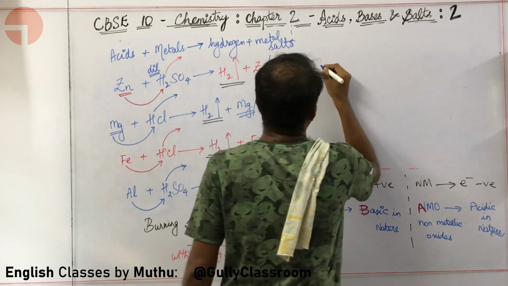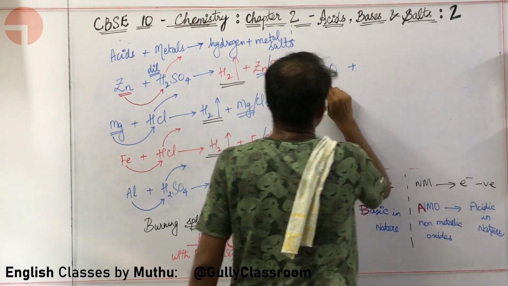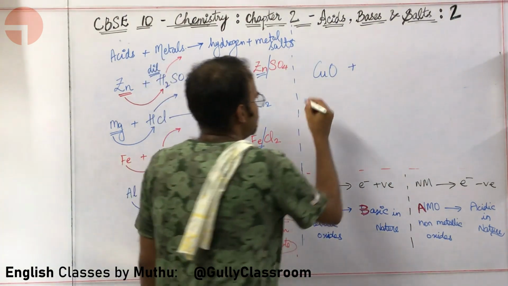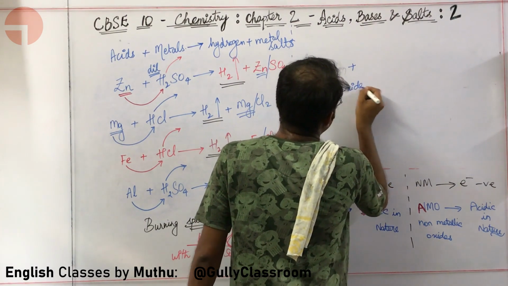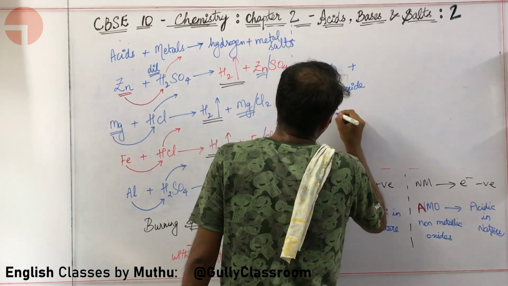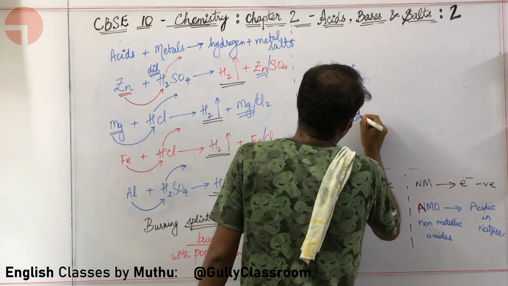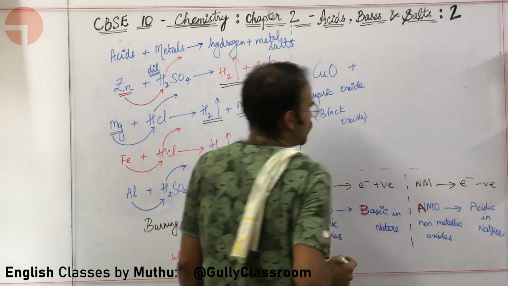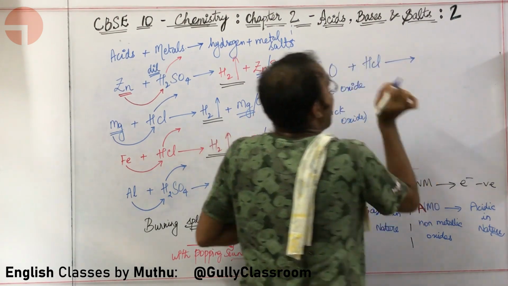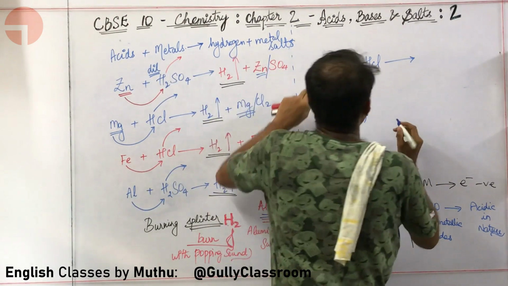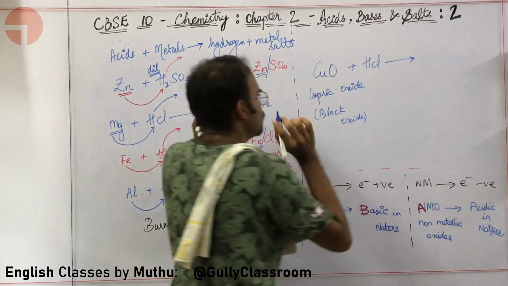Let us take a good example. I want to take CuO. CuO can be simply written as cupric oxide. Cupric oxide is black in color. So you are going to take cupric oxide and HCl, which is hydrochloric acid. What are you going to get?